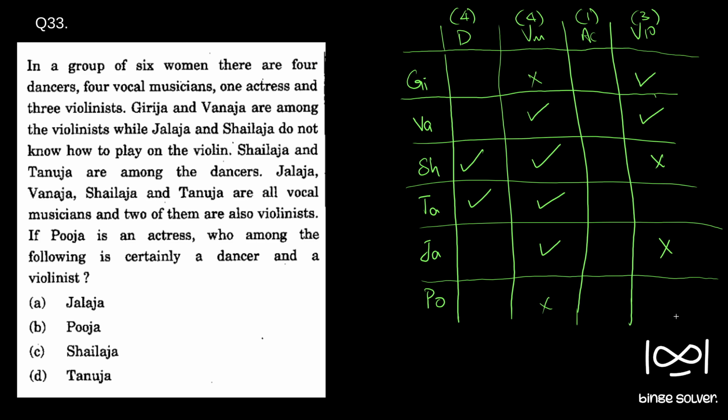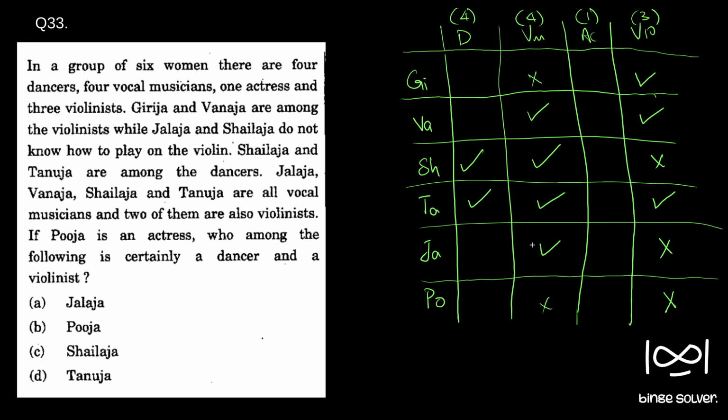Then 2 of them are also violinists. It is given 2 of them are violinists. So among these 4, 2 are violinists. Already 1 is marked violinist and the other 2 are marked not violinist. So this has to be violinist. Tanuja is the violinist. Since we have only 3 violinists, we can mark cross here also. So we got our violinists.